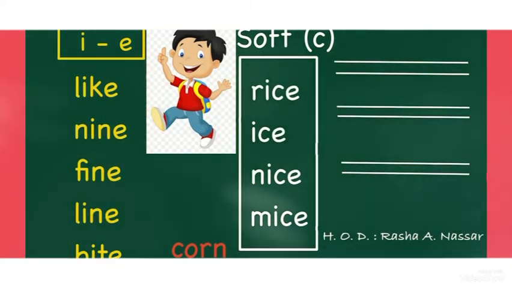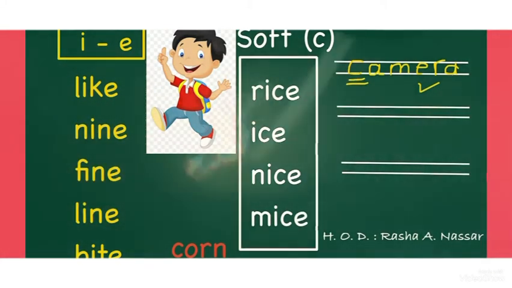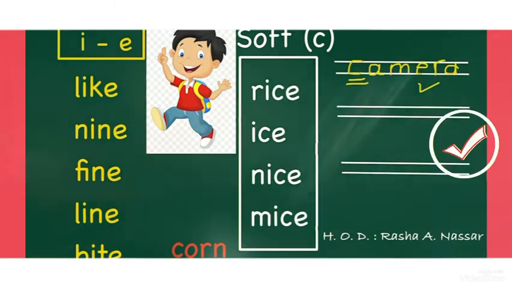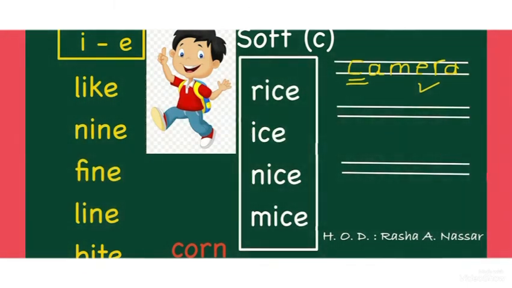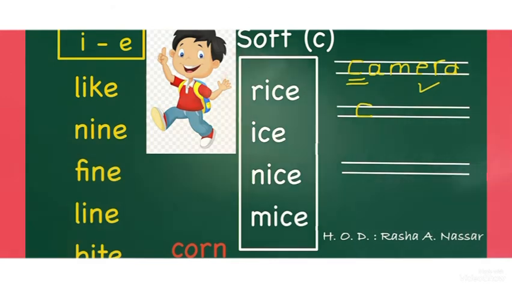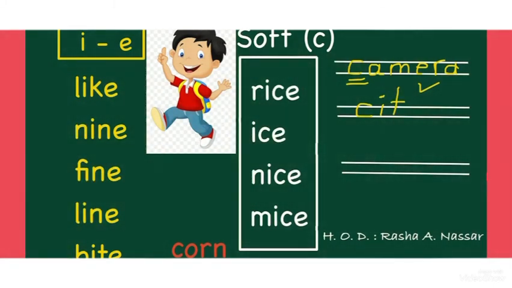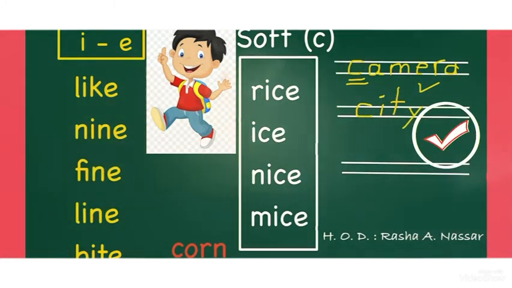Camera. So ca, a, mi, ra. Camera. Very good. So this is the word camera. Let's write the word city. City. So it's C, soft C, and I. It is followed by I and then T and Y. It is the word city.